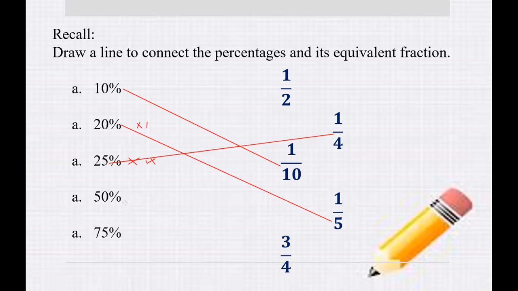What is 50% in fraction? Yes, 1/2. So 50 times 2 is 100. Therefore, 50 times 1 is 50. So 1/2. And 75% is 3/4. Okay?